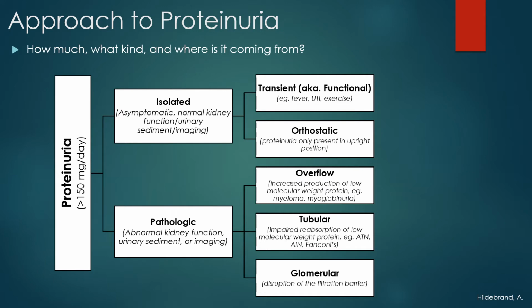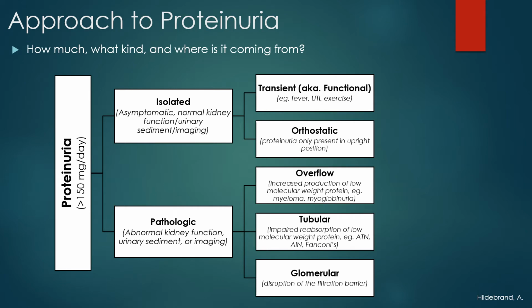Proteinuria is defined as a urine protein excretion of more than 150 milligrams per day. It can be separated into isolated versus pathologic proteinuria. Isolated proteinuria can be separated into transient or orthostatic proteinuria. Transient or functional proteinuria can be seen when there is an underlying fever, urinary tract infection, or in the setting of exercise, and it generally resolves when the underlying process resolves.